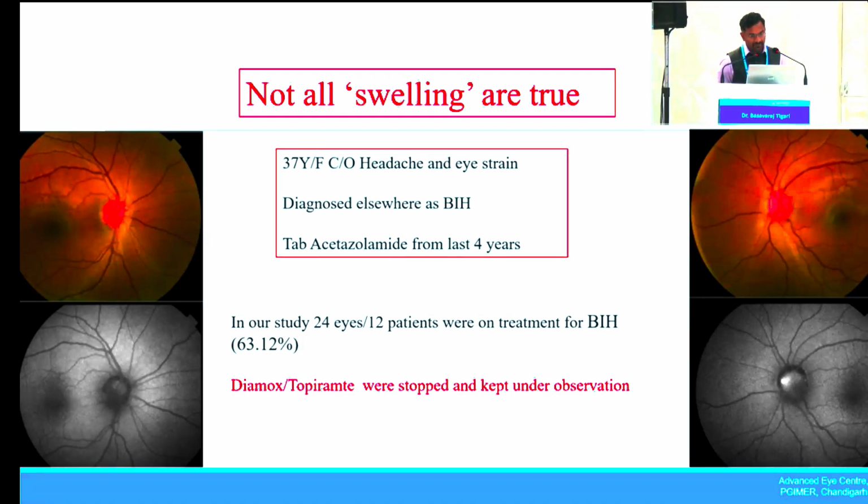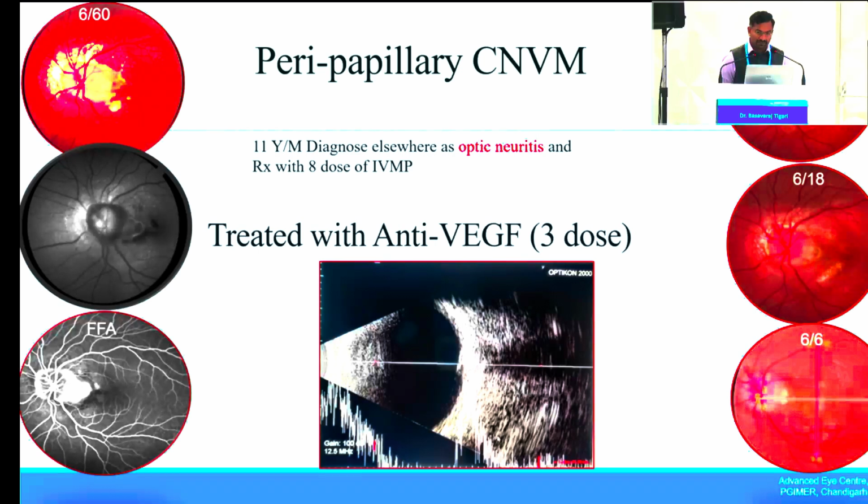At presentation, the patient was subjected to multimodal imaging and we diagnosed optic nerve drusen based upon the fundus photo and fluorescence findings. In our study, about 24 eyes were on treatment for benign intracranial hypertension at presentation. Case 2 is an 11-year-old male child who was diagnosed as optic neuritis and was treated unsuccessfully with 8 doses of intravenous methylprednisolone. Here, at our center, FFA was done and it showed peripapillary CNV. The patient was successfully treated with anti-VEGF.